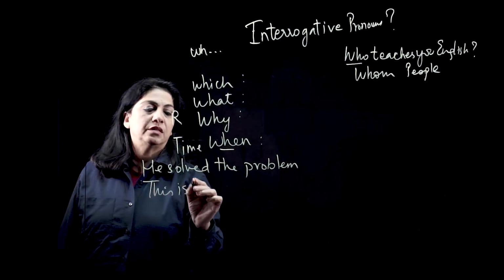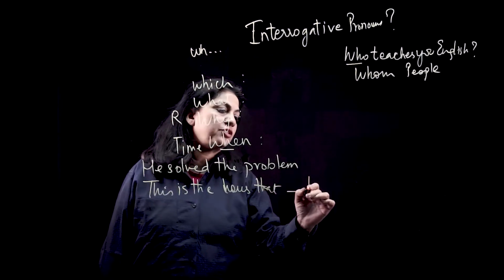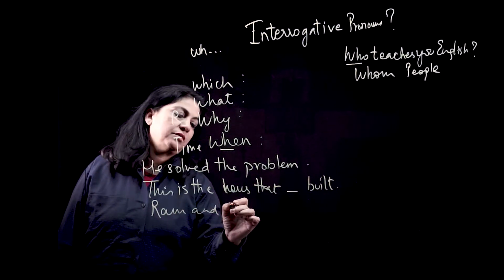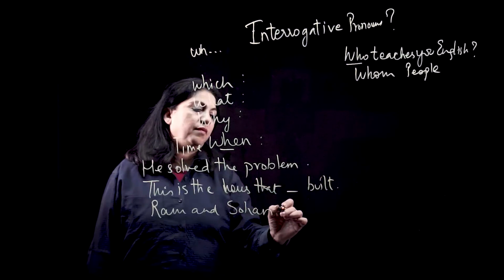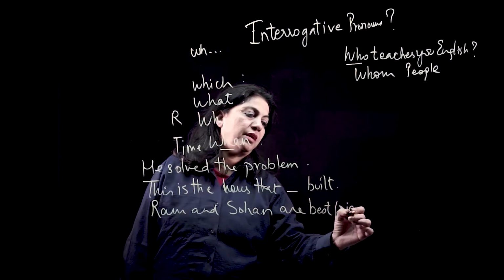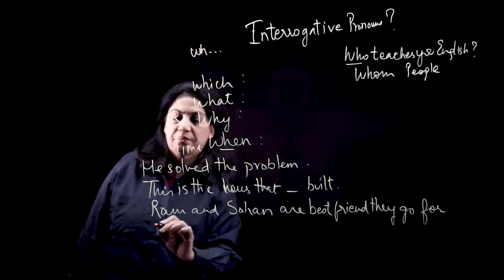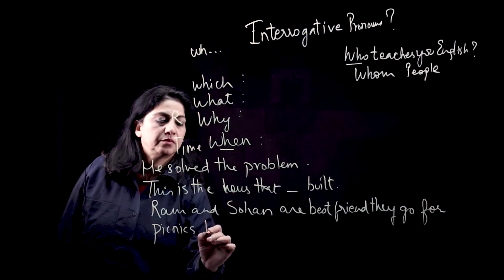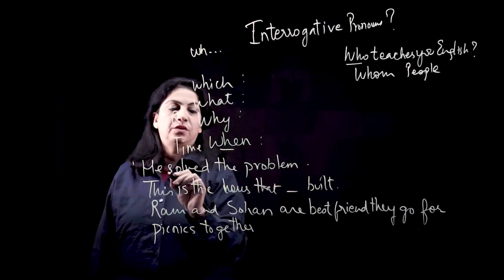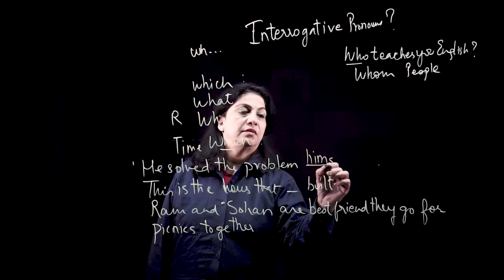This is the house that he dash built. Ram and Sohan are best friends. They go for picnics together. Now, in this sentence, I'm asking you to complete this. He solved the problem. I want a pronoun here, a reflexive one, himself.